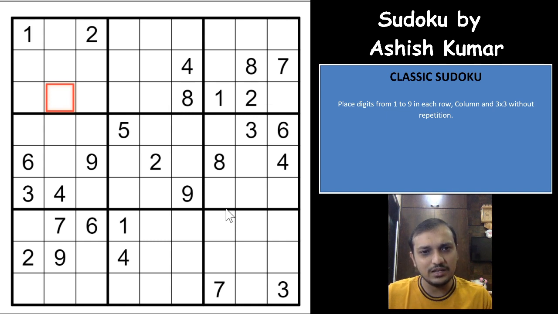So today we are learning a technique called empty rectangles, a really well known technique that we haven't covered on our channel earlier. So what is an empty rectangle and how do we use it? This sudoku will help you in solving it, right? It'll help you to learn this technique easily.